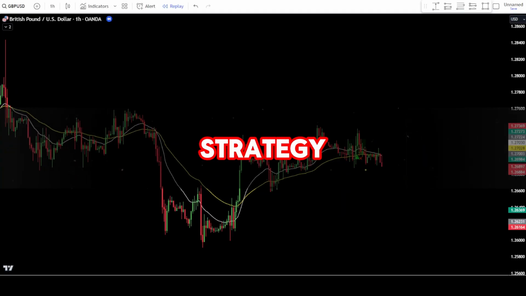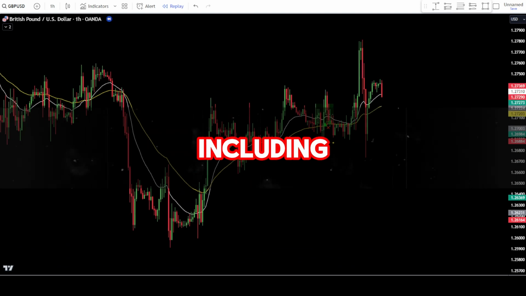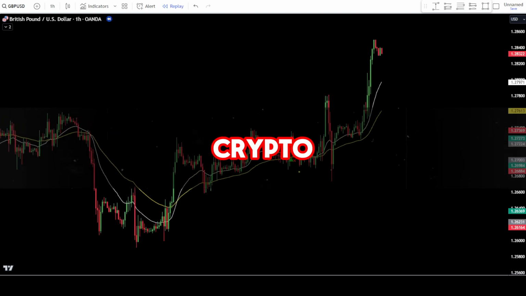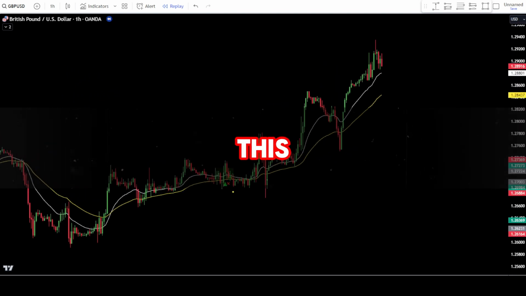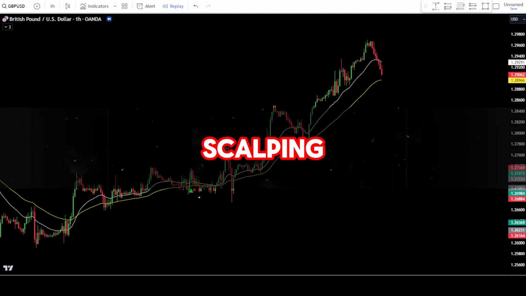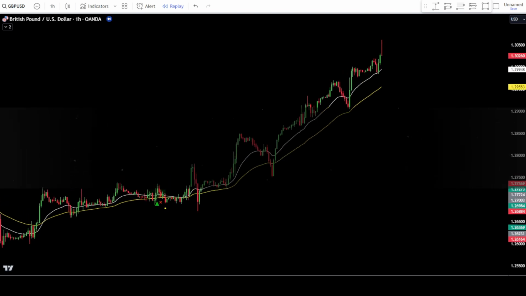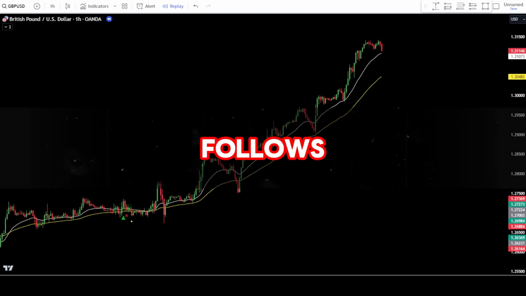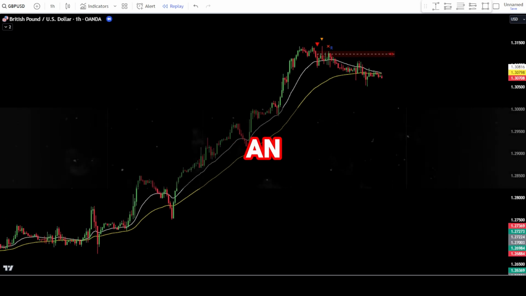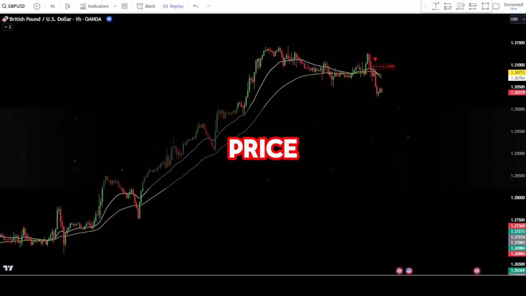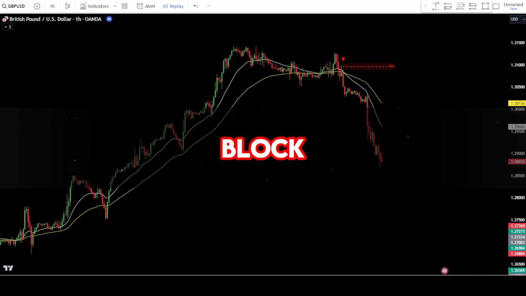This trading strategy can be applied to all assets, including Forex, crypto, and others. Besides being suitable for day trading, this strategy is also appropriate for scalping and swing trading. The operation of breaker blocks follows a similar principle to the break and retest method. When an order block is broken by the price, it transforms into a breaker block.